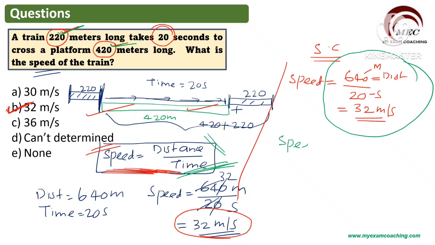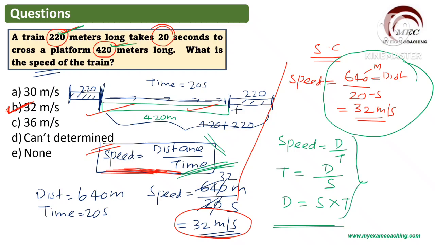Speed is equal to distance upon time. Time is equal to distance upon speed, and distance is equal to speed into time. These formulas are very, very important. Mark these formulas and study them. Then the shortcut method you can easily find out.